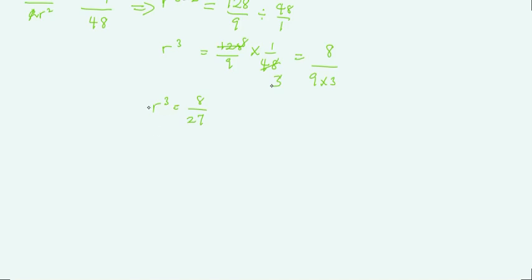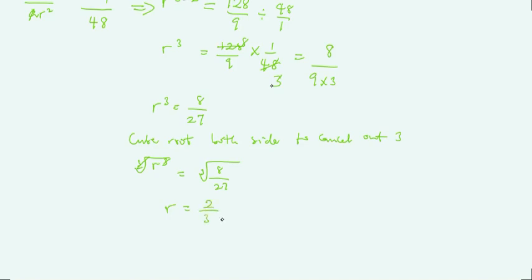So in this case, you find the cube root of both sides. Cube root both sides cancels out the 3. The cube root of r cubed equals the cube root of 8 over 27. This one cancels this, so you have r equals 2 over 3. So we have been able to get our r in this case.